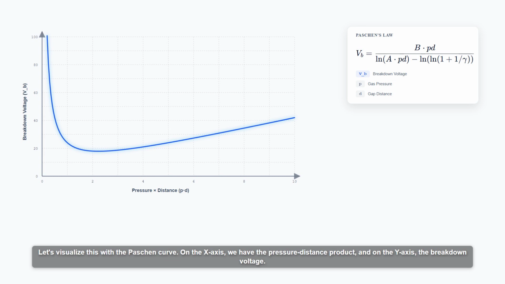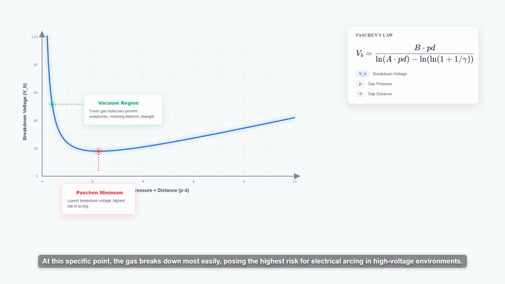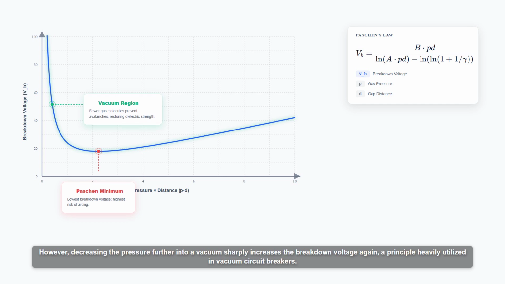On the x-axis, we have the pressure distance product, and on the y-axis, the breakdown voltage. Notice the distinct U-shape. As the product decreases, the voltage initially drops to a critical lowest point known as the Paschen minimum. At this specific point, the gas breaks down most easily, posing the highest risk for electrical arcing in high voltage environments. However, decreasing the pressure further into a vacuum sharply increases the breakdown voltage again, a principle heavily utilized in vacuum circuit breakers.